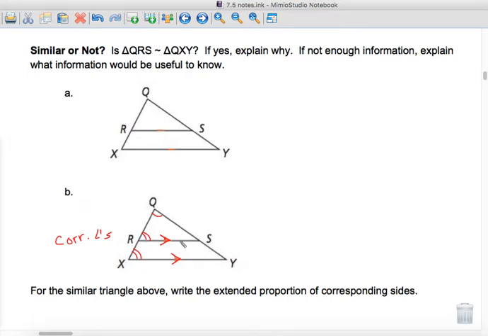Corresponding angles are congruent. That also means that these angles are also congruent because they're also corresponding angles. We don't need to know that because by AA, triangle QRS is similar to triangle QXY. Okay, not in this case. This one's not enough information.